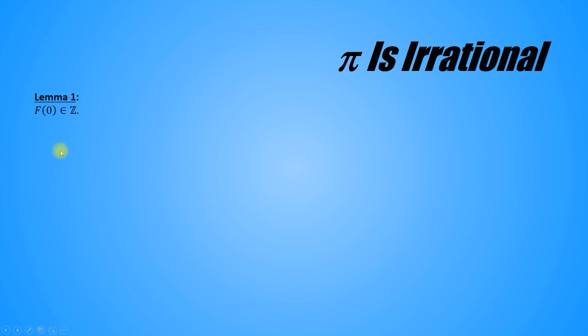Now I'm going to prove a series of 4 lemmas. What's a lemma? A lemma is an intermediate result that needs to be proven on the way to the main result, which is called a theorem. Lemmas help streamline the proofs of theorems. So lemma 1 is that capital F of 0 is an integer.